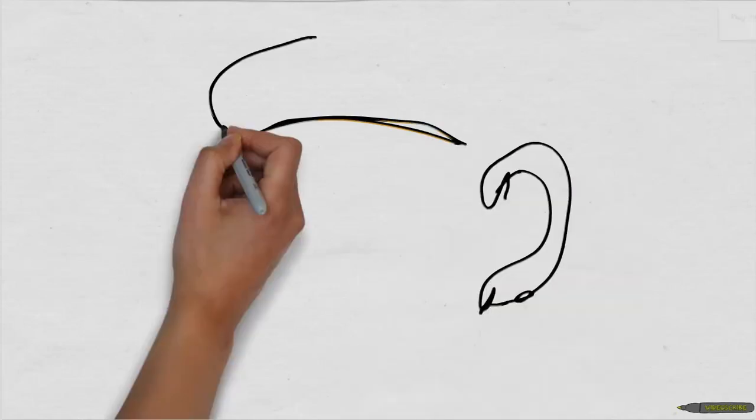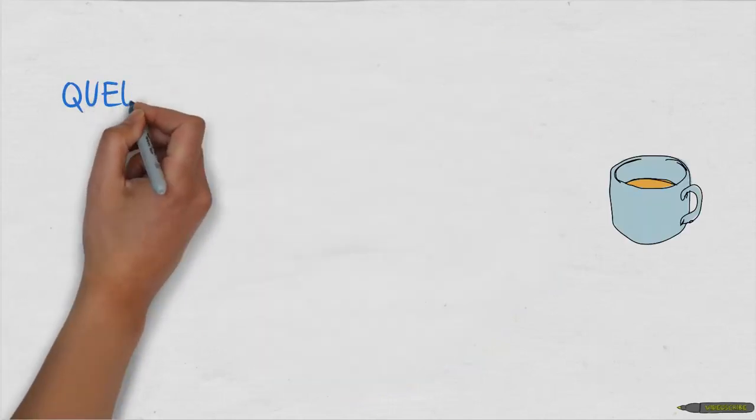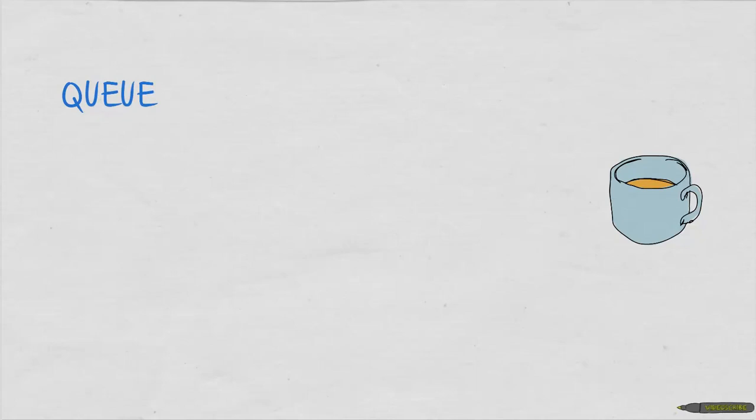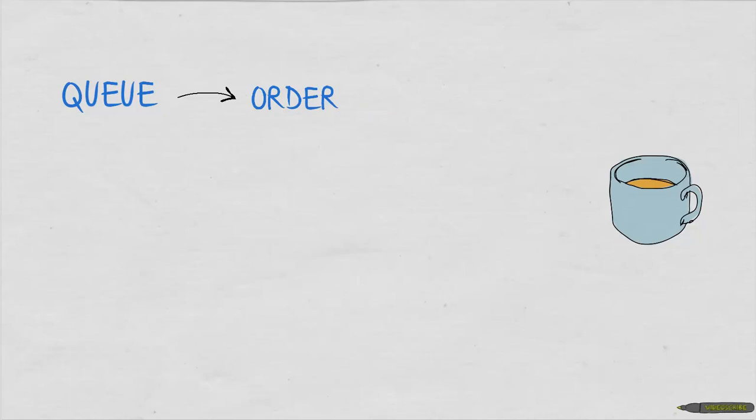The daily ritual of getting a cup of coffee can teach us a lot about BPM. Let's imagine we're in Starbucks and we want a grande latte. The first step would be to join the queue while you decide what you want. Once decided, when your turn comes, you can order your grande latte.